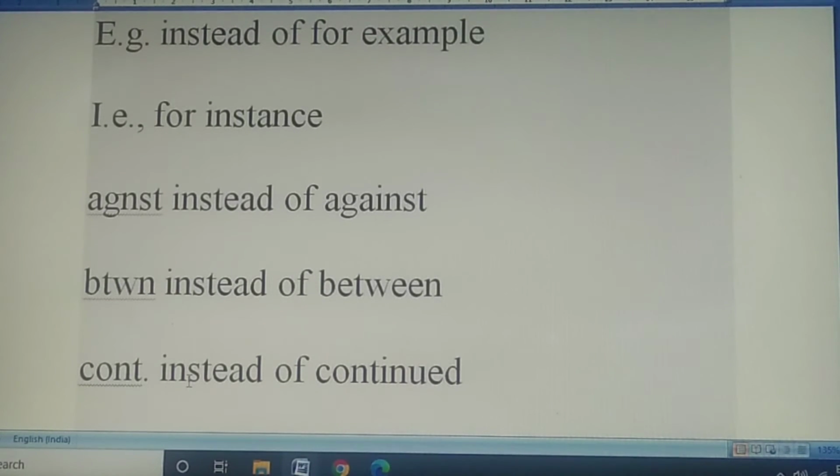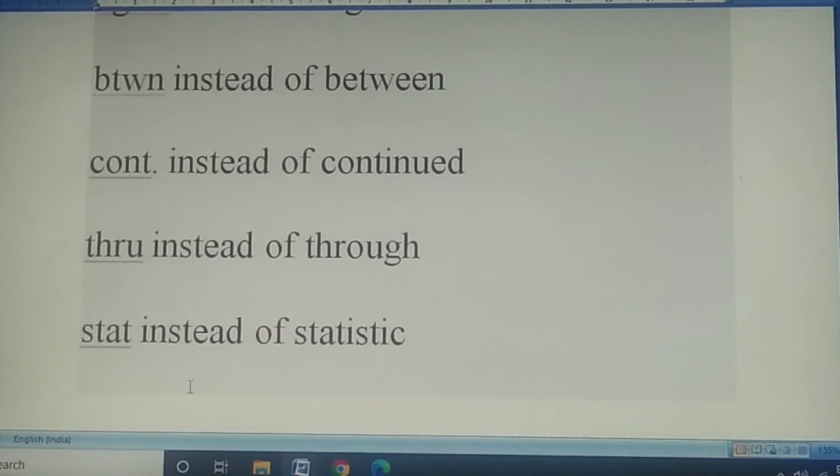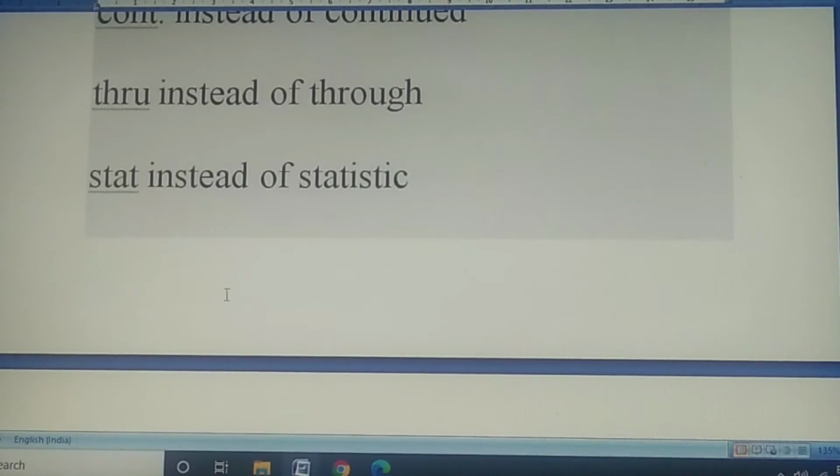AGNST instead of "against." BTWN instead of "between." CONT instead of "continued." If you ask me what I write in place of "continued," I add one D also, so that it is very clear. What I write is CONTD. I include D also. Okay.